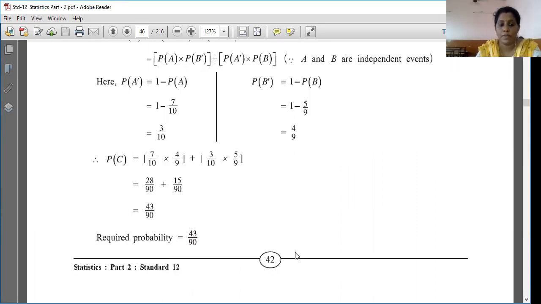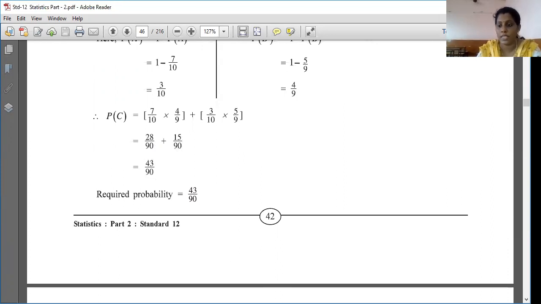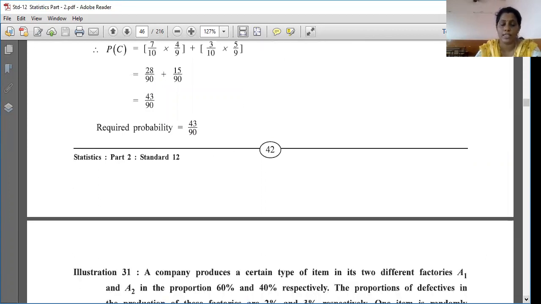Okay, so we have to use: P of A is 7/10 into 4/9 for B dash. Then what was A dash? 3/10 into B, which is 5/9. So that comes to 28/90 plus 15/90. The denominator is the same, so the addition comes to 43/90. So your required probability is 43/90. If it is reducing, you can reduce it and write; here it is not reducing, so you can keep it as it is.